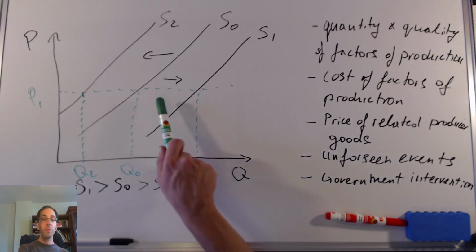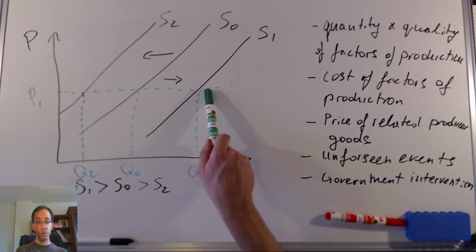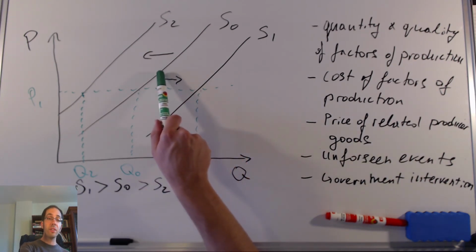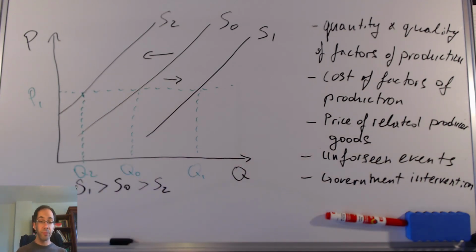And remember, shifting the supply curve to the right increases the supply. This is the graphical illustration to increase the supply. And shifting the supply curve to the left decreases the supply.